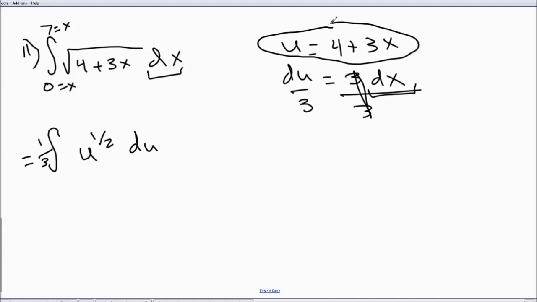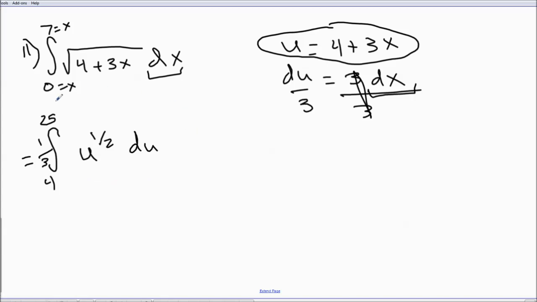We have an equation right here that tells us how to turn x into u. So that's what we're going to do. I'm going to plug a 0 in here, and y'all, I'm doing mental math on this. When I plug in a 0 right here, 0 times 3 is 0, plus 4 is 4. So that's how I'm getting that. I plug a 7 in here, and I get 21 plus 4. What is 21 plus 4? That's 25.